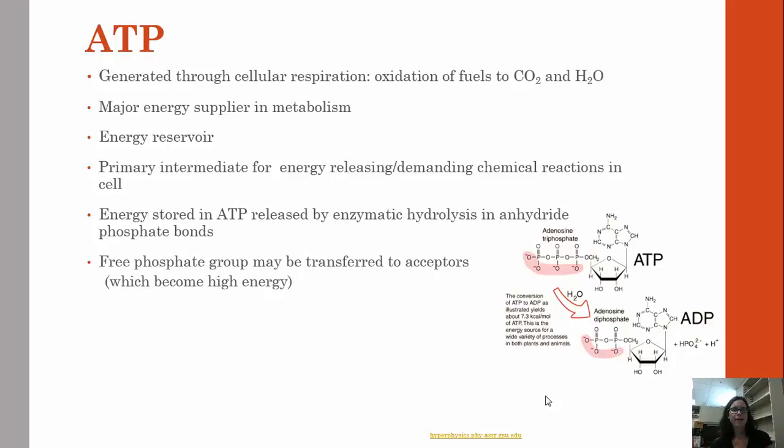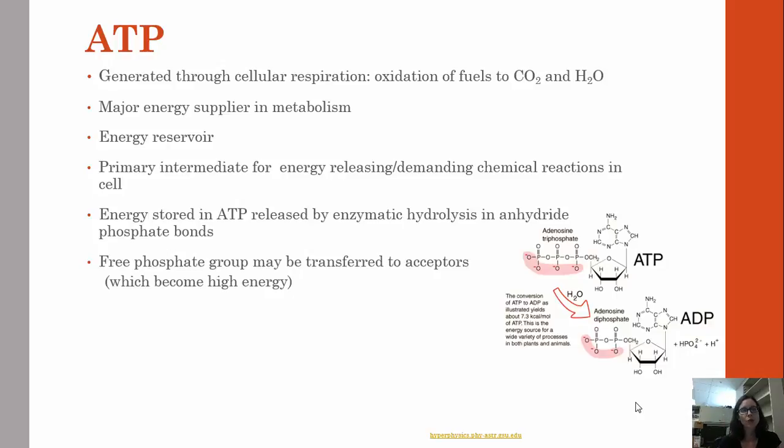And in that way, we can look at this little graphic here, and we can see we have ATP here, 3 high energy bonds, and these can be enzymatically lysed so that it would create ADP plus inorganic phosphate, plus release all of the energy that was stored in the bond of that terminal phosphate. So in that way, ATP is a primary intermediate for energy releasing and demanding chemical reactions in the cell because it allows us to utilize the energy when we need it.